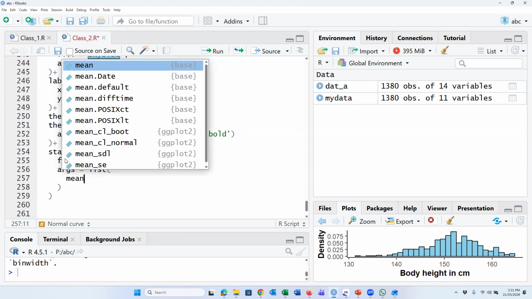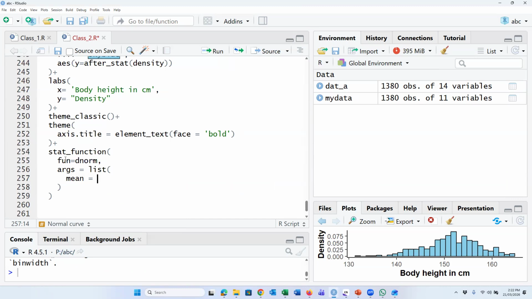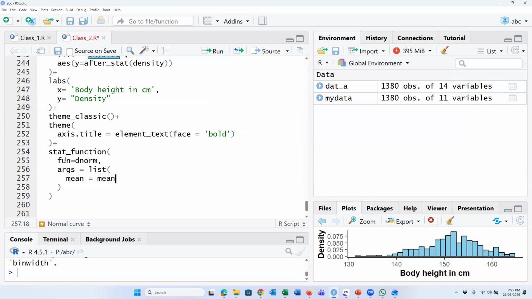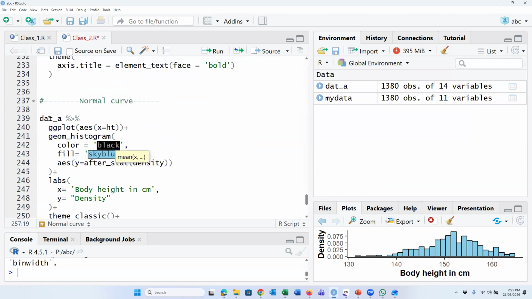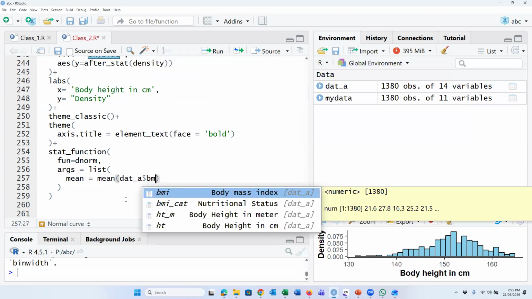Mean. Why mean? Because there are two parameters. So mean is equal to mean of BMI. So we use the dataset here. The dataset name is dat A. So first dat A, then dollar sign, then BMI.